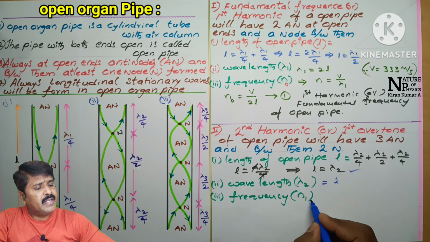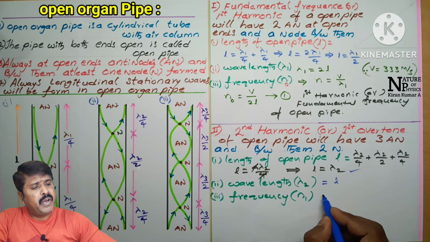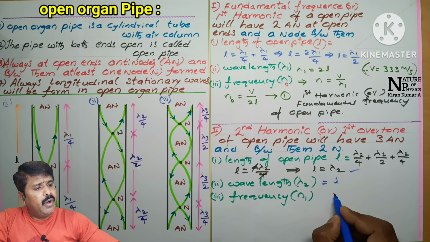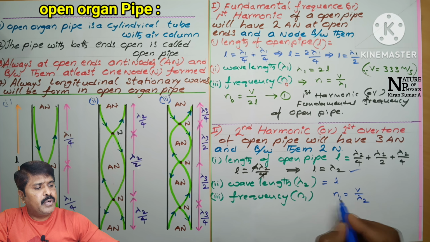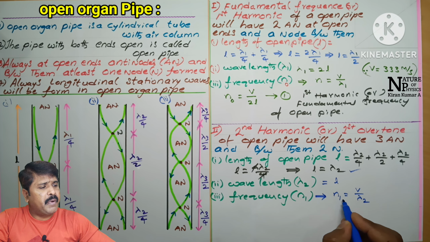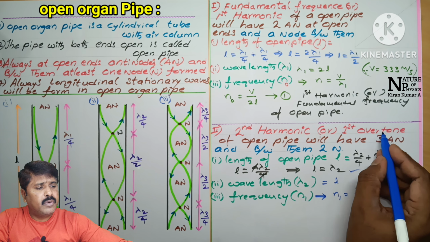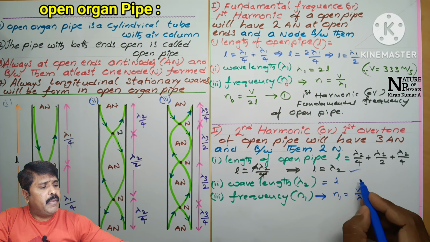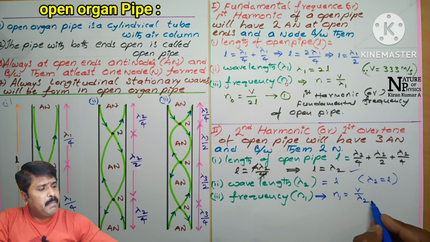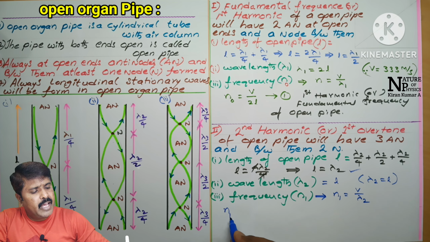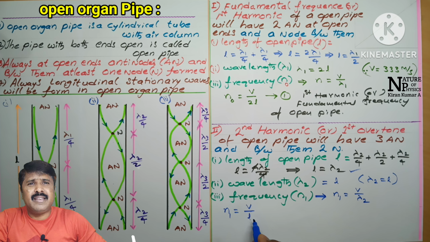So replacing in the frequency equation, N1 is equal to V divided by lambda 2. See student, N1 represents the first overtone. Now lambda 2, we already got lambda 2 is equal to L, replacing here, that's why N1 is equal to V divided by lambda 2, which is V by L, student.